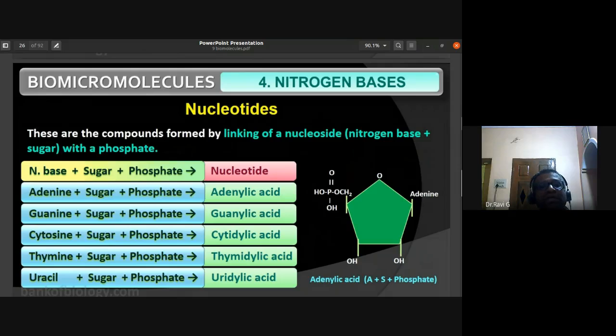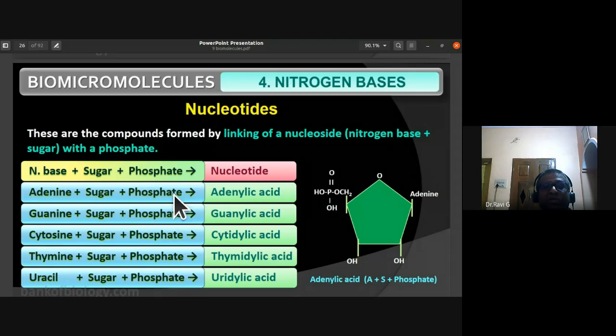Nucleotides are the compounds formed by linking of a nucleoside with a phosphate group. So nitrogenous base plus sugar plus phosphate, we call it a nucleotide. Nucleosides have just the nitrogenous base and sugar. Nucleotides are formed by linking a nucleoside with a phosphate group. You can say nitrogenous base plus sugar plus phosphate, or nucleoside plus phosphate. So the definition varies, but that is the definition of a nucleotide.